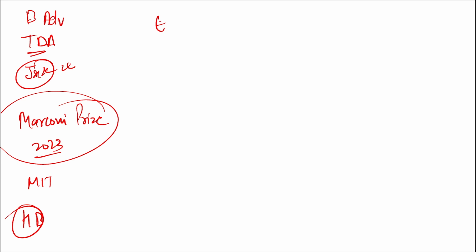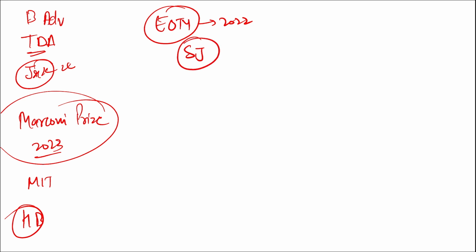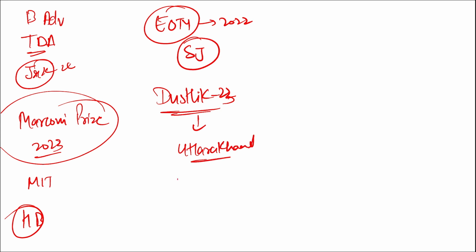Alright, then Entrepreneur of the Year award for 2022 was awarded to whom? Sajjan Jindal. Next is Dustlik exercise. Dustlik exercise 2023. This was held where? It was held in Uttarakhand. Dustlik exercise. It was held between India and Uzbekistan.